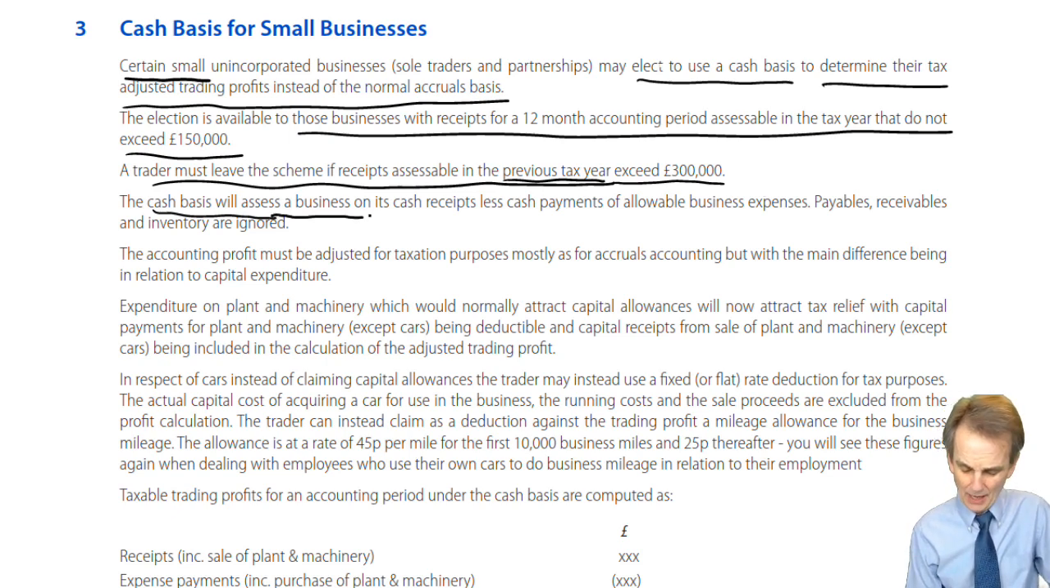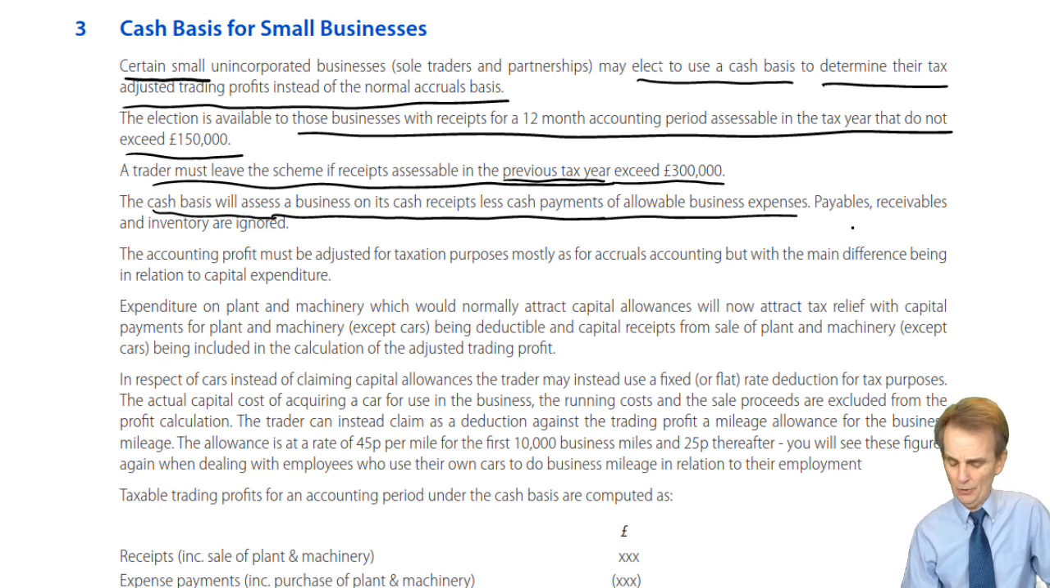The cash basis, as we said, will assess a business on its receipts less its payments of allowable business expenses. We're not going to have to worry from an accruals point of view about payables, receivables, about inventory.